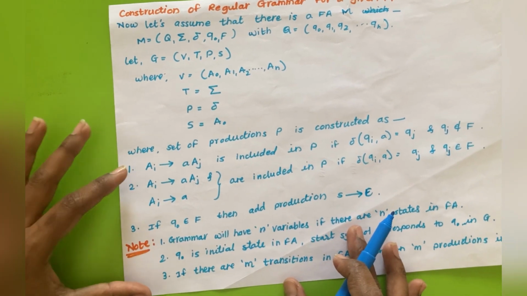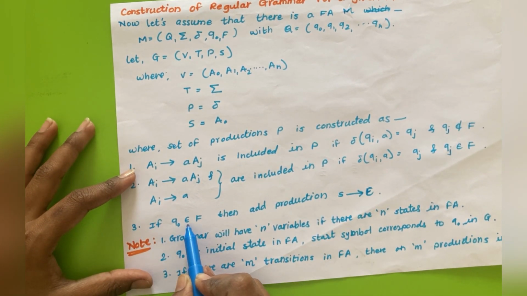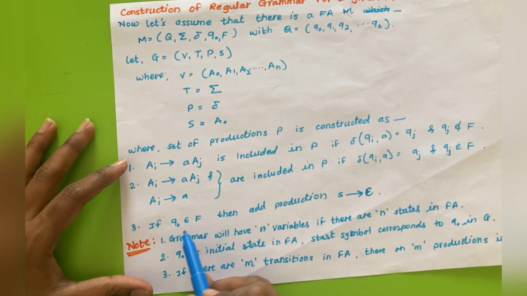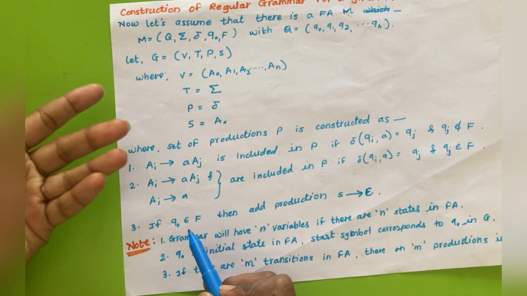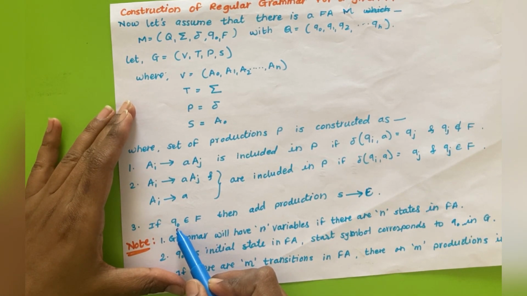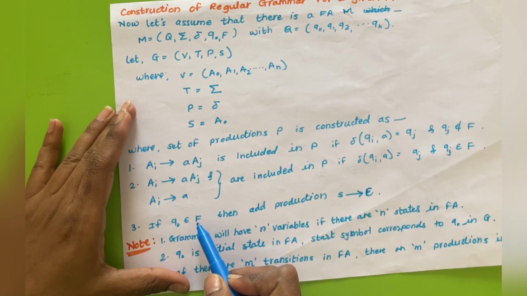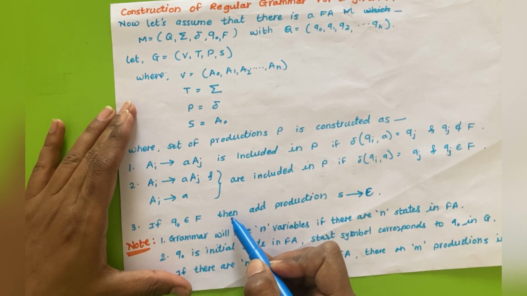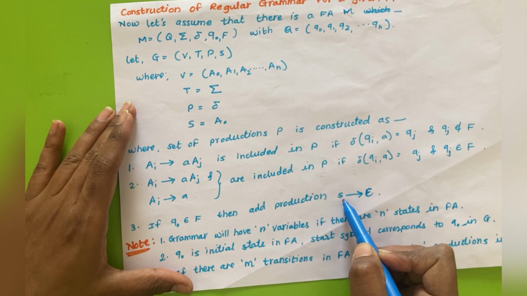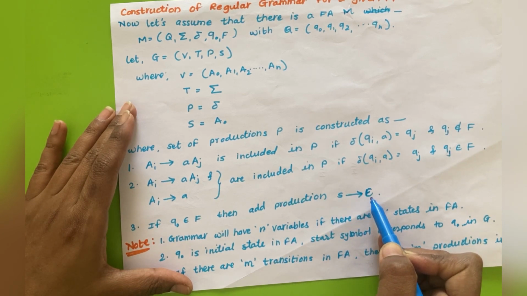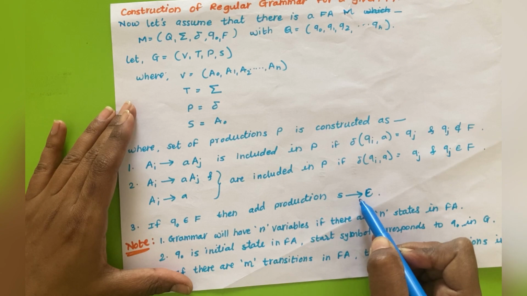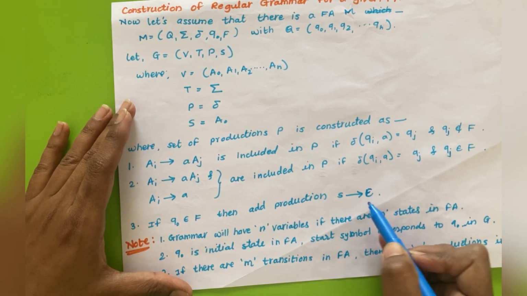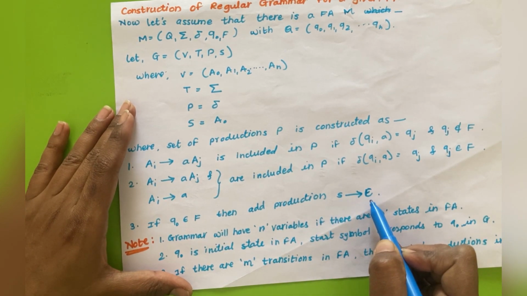And one more rule: if Q0 belongs to F, then add a production S tends to empty. Means if the initial state itself is a final state, or Q0 belongs to the set of final states, meaning the empty string is accepted in the language of the finite automata, then we have to add a production S tends to empty explicitly. Means the start symbol accepts the empty string. So this production we have to add explicitly.